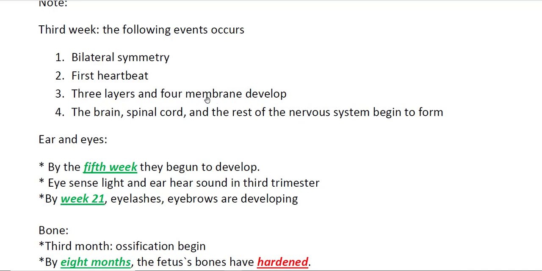Forebrain will appear. The brain and spinal cord and rest part of the nervous system will begin to form. These four events happen in the third week.